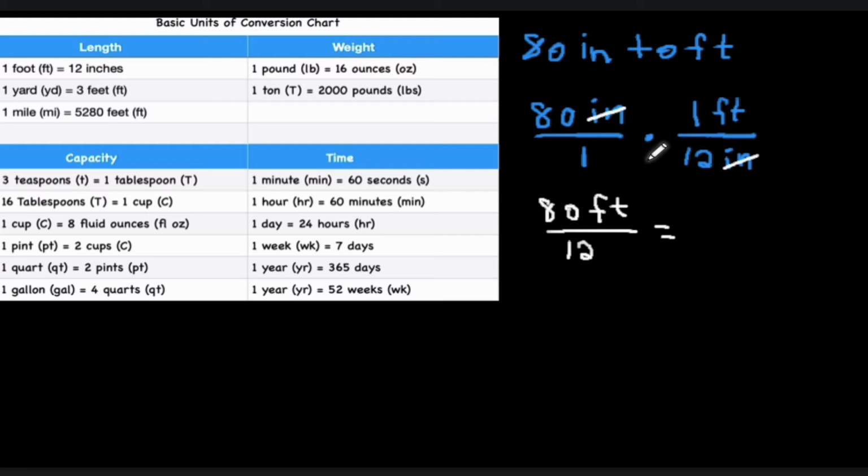Okay, so let's take and divide. 80 divided by 12 is equal to 6.6 repeating. So let's say about 6.6 repeating, or approximately. Let me just, because I just want to stay consistent here, 6.6 with a bar over it and feet. Okay, so 80 inches converted into feet is approximately 6.6 feet. Okay, so let's go over some more examples.